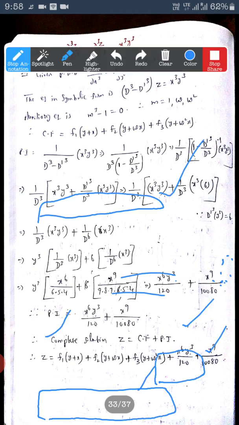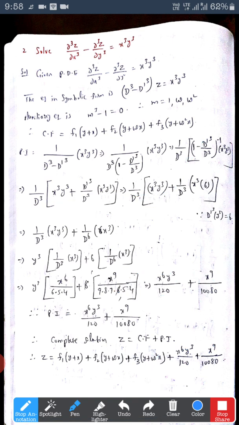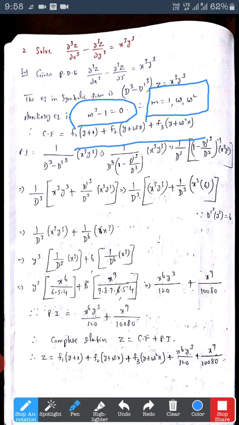Again, consider an example. So this is another example. Here also, first we write the auxiliary equation. For that, we got roots 1, omega, omega square, the cube roots of unity. Therefore, the complementary function is f1 of y plus x plus f2 of y plus omega x plus f3 of y plus omega square x.